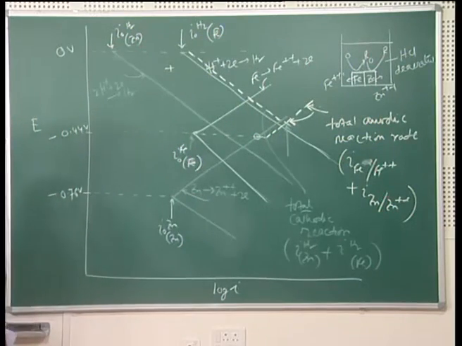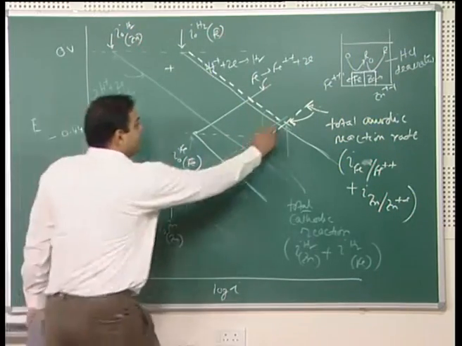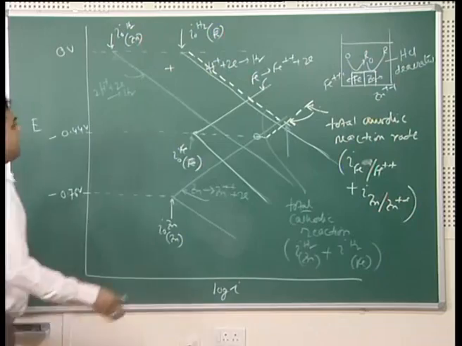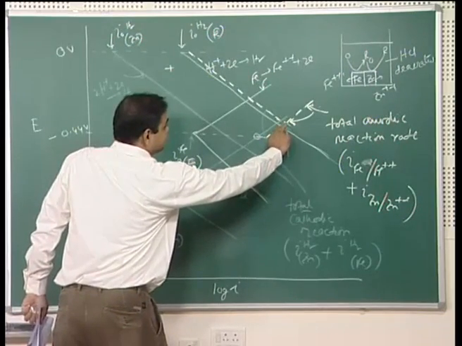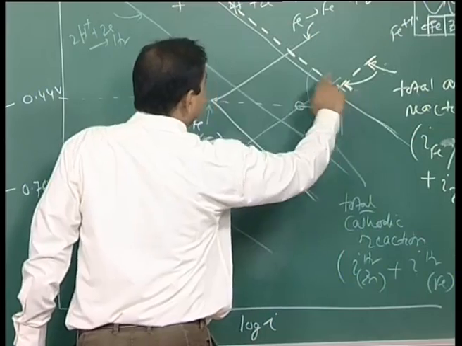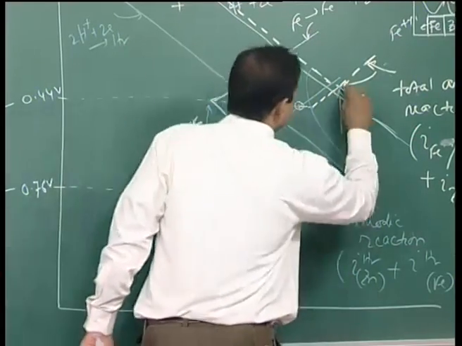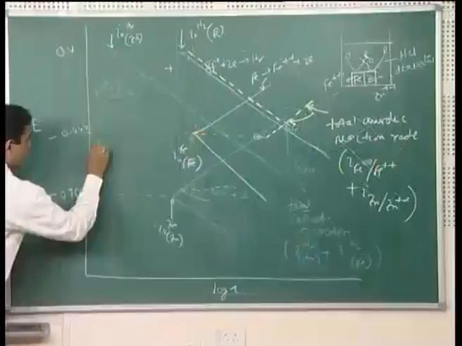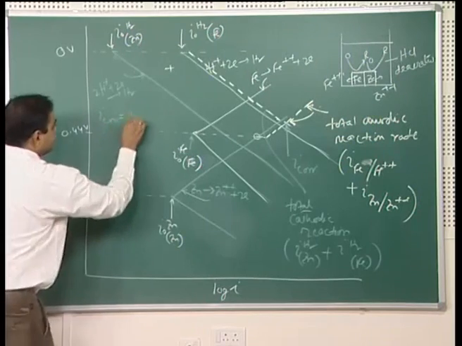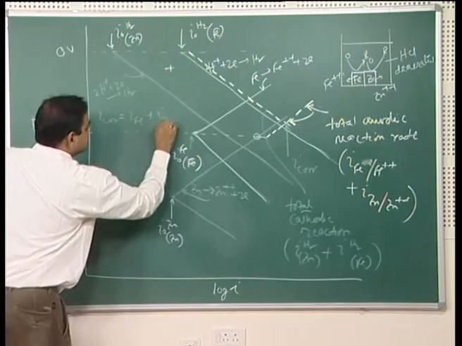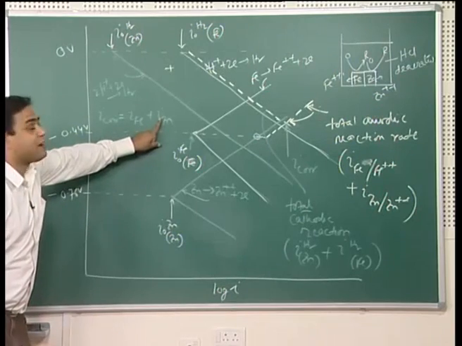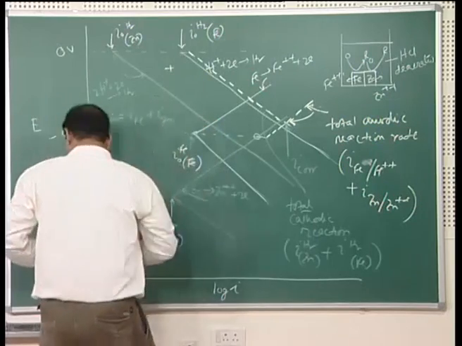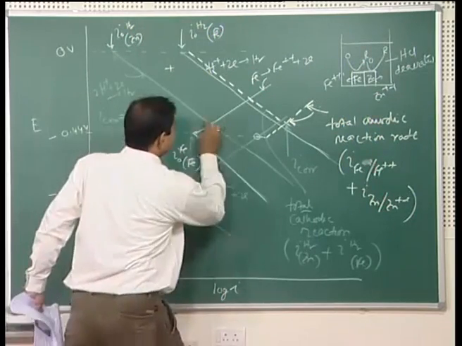Now, correspondingly I have to see at this point what is the corrosion rate of zinc and iron. So, since I know this point is my new corrosion point, the corrosion current at this point is, let us say, I core. So, I core equals I iron plus I zinc. Now, I have to find out where is the point of I zinc and where is the point of I iron. So, I will just draw a straight line.